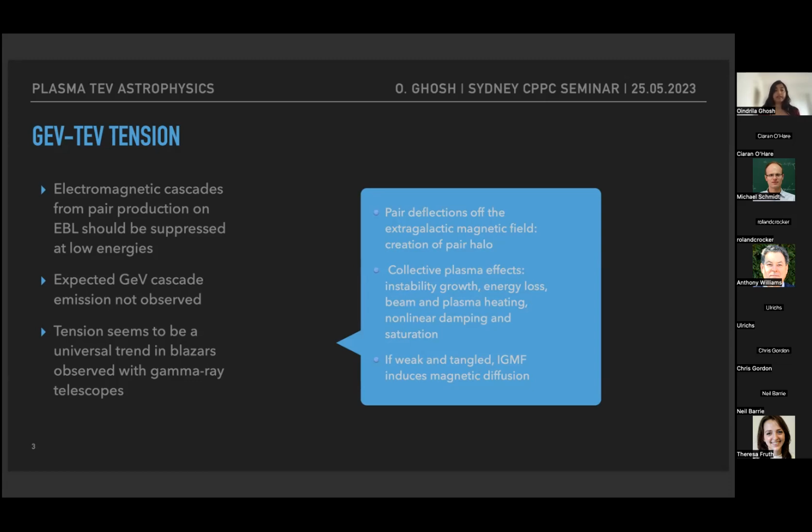So electromagnetic cascades. The summary of the situation is that electromagnetic cascades from pair productions on the extragalactic background light should be suppressed at low energies. Therefore, we expect to see a bump at higher energies, at GeV energies. But we don't observe this. And this tension seems to be a universal trend for blazars that we could observe, for example, through Fermi-LAT and MAGIC. And we want to understand why we do not see this GeV flux.